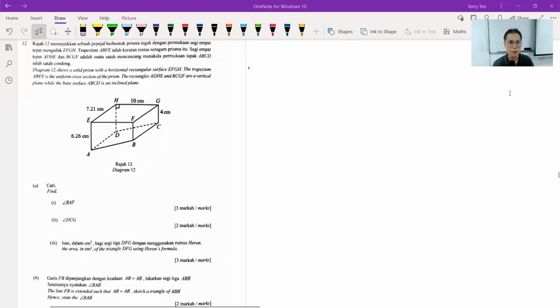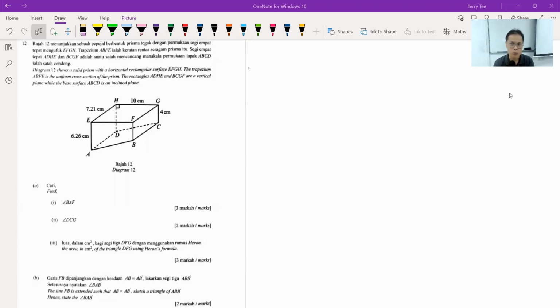Okay, question number 12. So here we have, this is from the chapter Solution of Triangle from Form 4 chapter 9. So here we have a solid prism with horizontal rectangular surface EFGH. Trapezium ABFE is a uniform cross section. So we're supposed to find angle BAF.